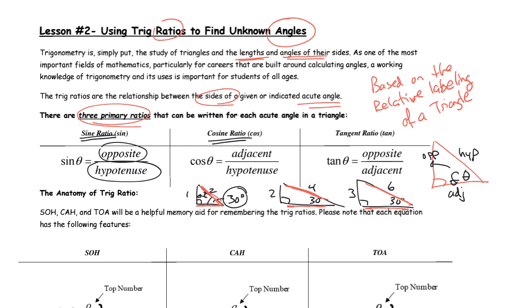And then finally, the tangent ratio is when we take the opposite side and divide it by the adjacent side, the length of the opposite side divided by the adjacent side. And again, that ratio will always be the same depending on the angle that we're dealing with, not the size of the triangle. Cannot overemphasize that point.